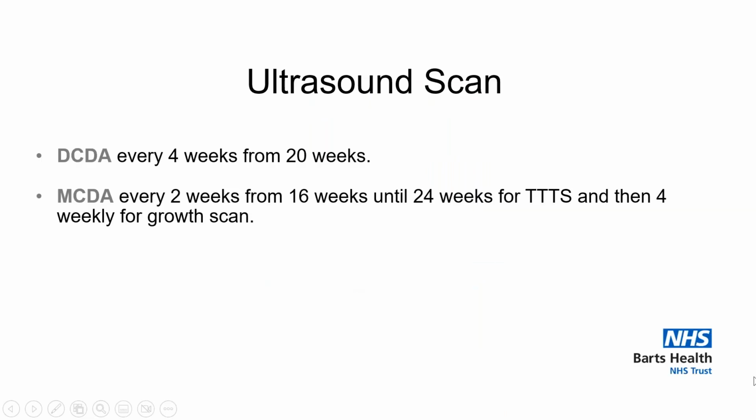So regarding the follow-up, we already know that if it is a DCDA twin, every 4 weekly from 20 weeks onward, they need a scan. For MCDA twin, because there is a high risk of twin-twin transfusion syndrome, in that situation they need a 2 weekly scan. So from 16 weeks onward up to 24 weeks, every 2 weekly, they need a scan to rule out any kind of twin-twin transfusion syndrome. And then 4 weekly, they need a growth scan, because after 24 weeks, the twin-twin transfusion syndrome risk is very less.